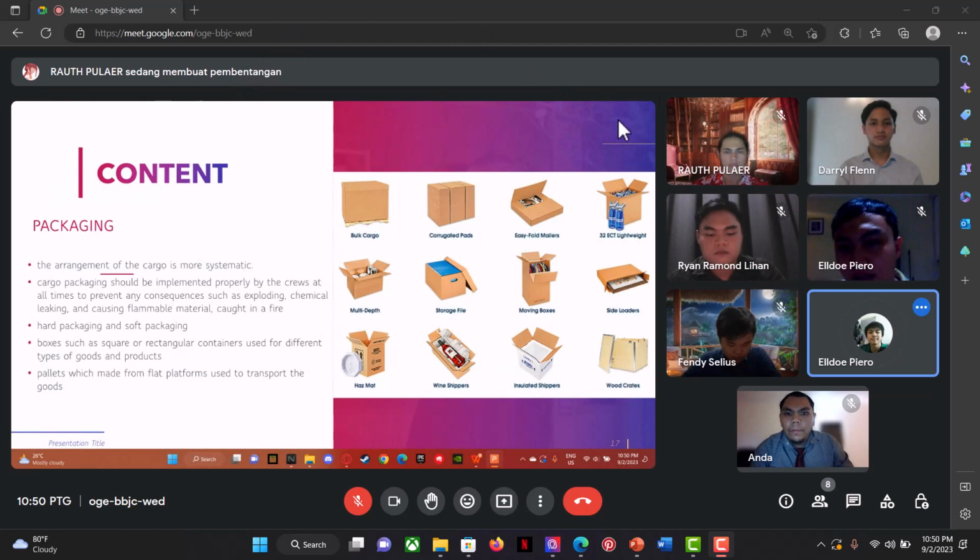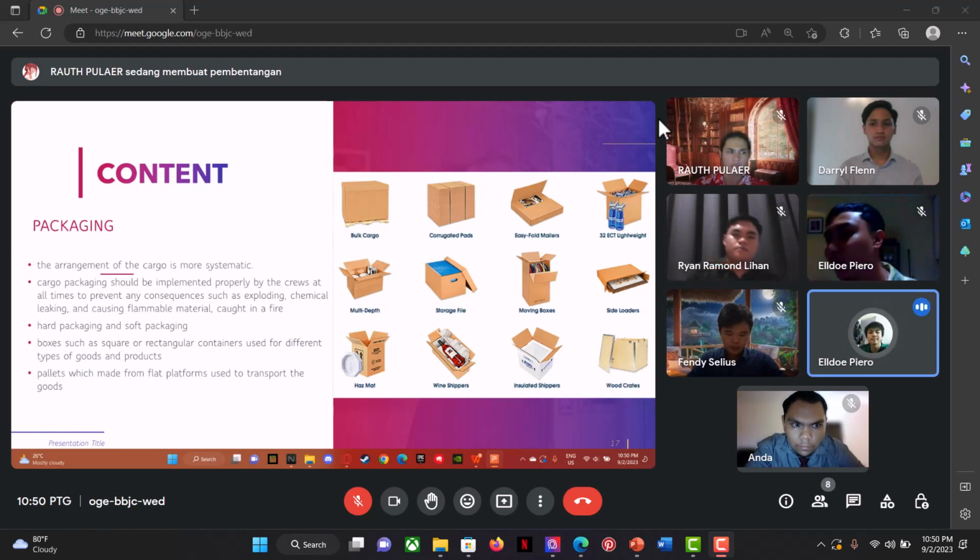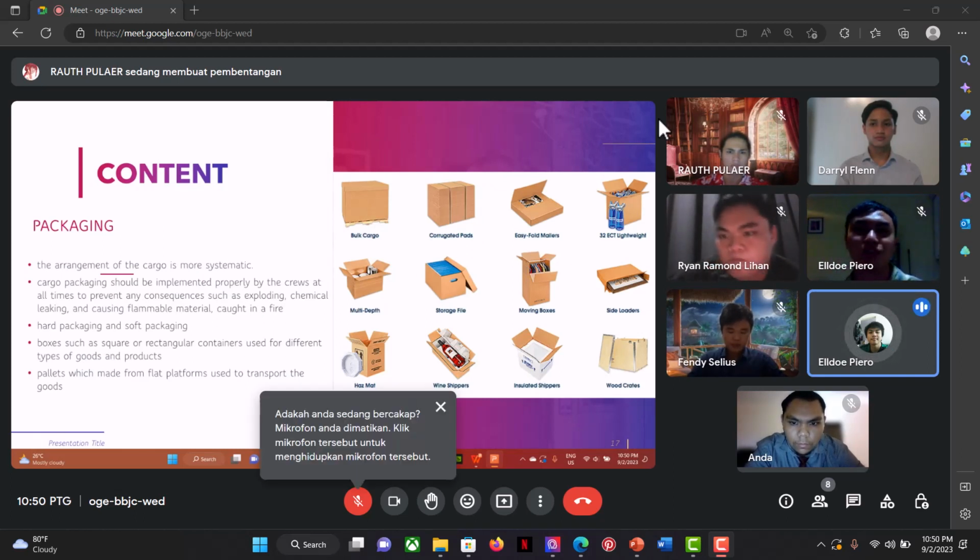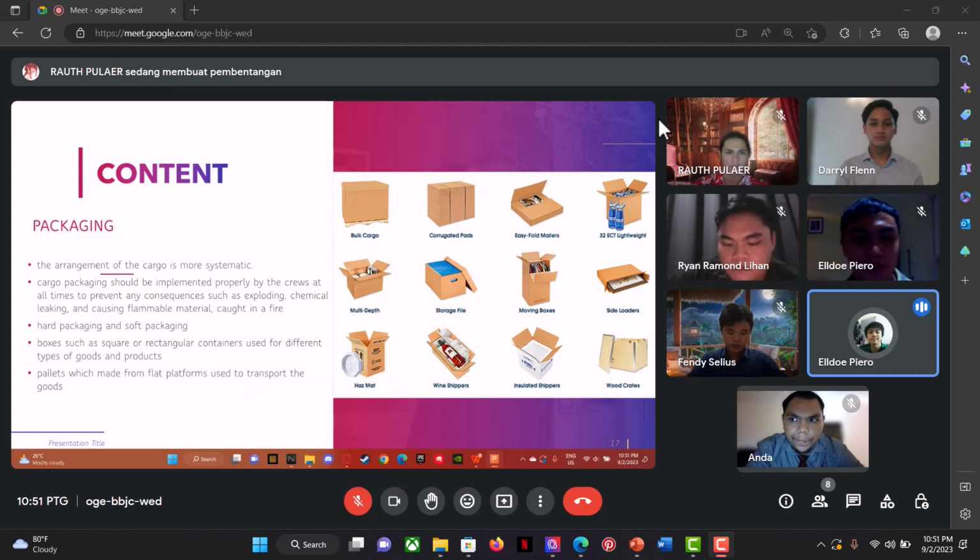So, the packaging is the arrangement of the goods to make it more systematic and more secure, to make it more neat so that it will not harm the goods while it is being transported. So, packaging refers to the materials and process used to enclose, protect, and label products for storage, transportation, like I said, and sale.